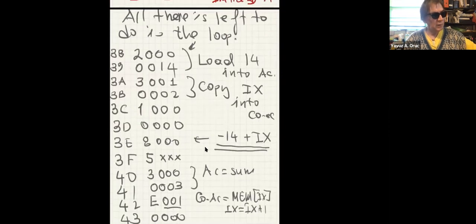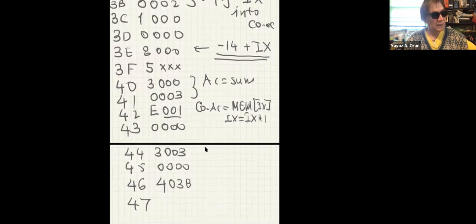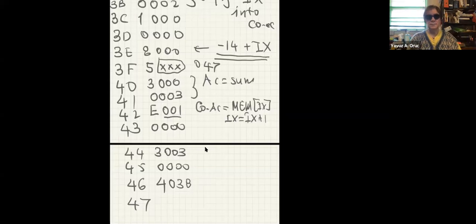So the location we go back to is 4038. Now we know where we should actually exit. That's location 47. And that XXXX becomes 047. Okay. And that is a halt instruction down here.